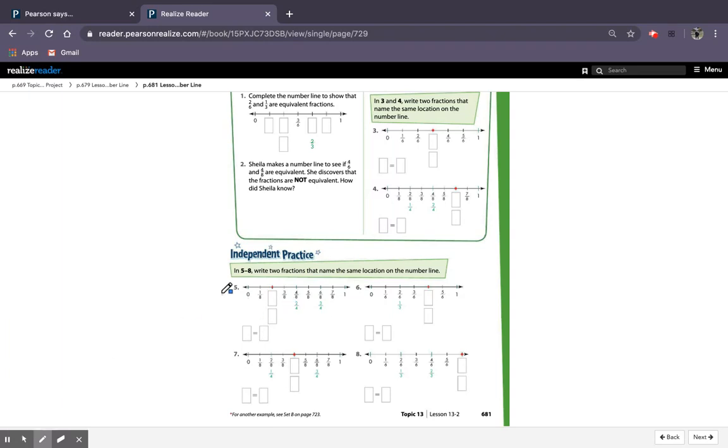It says in 5 through 8, write two fractions that name the same location on the number line. So for all of these, they gave us the fractions in green, which is a super important helper, especially because we're still getting used to doing this. So I can fill in after 1/8 comes 2/8 and bring it over. And then what comes before 2? 1, so 1/4.